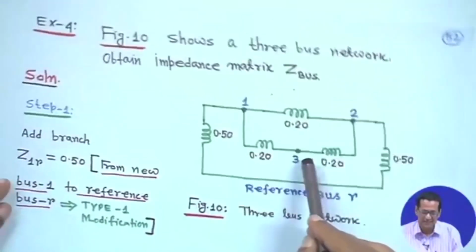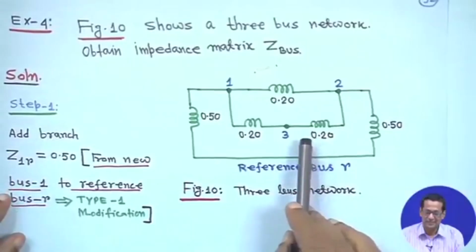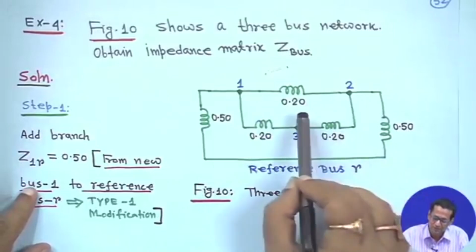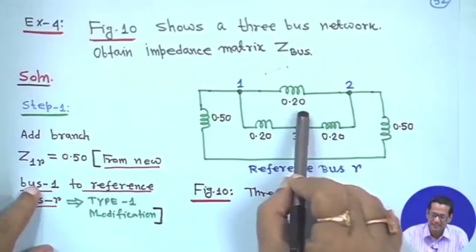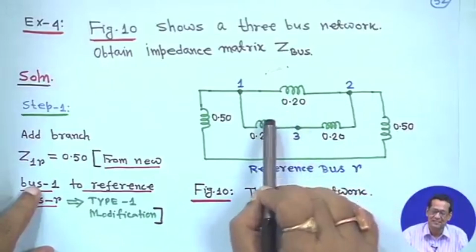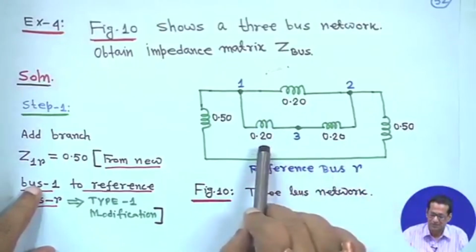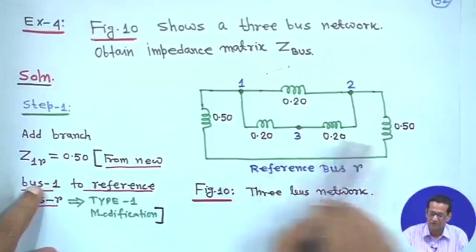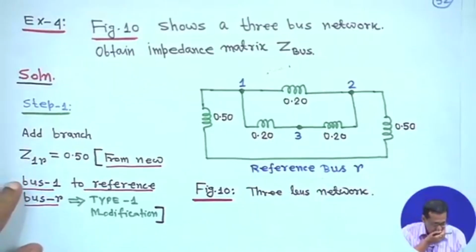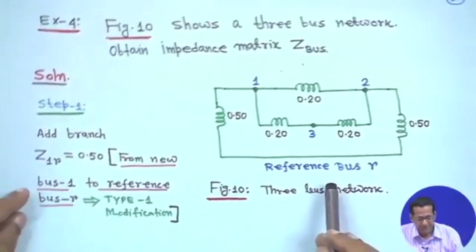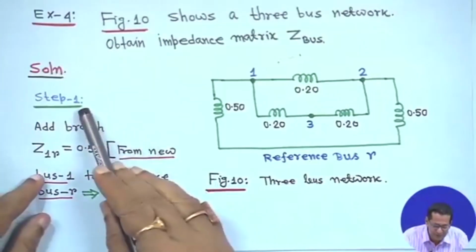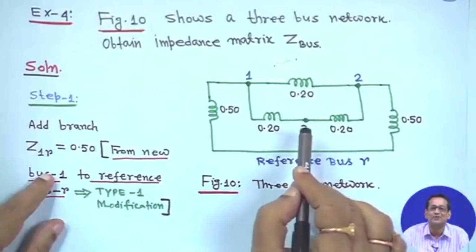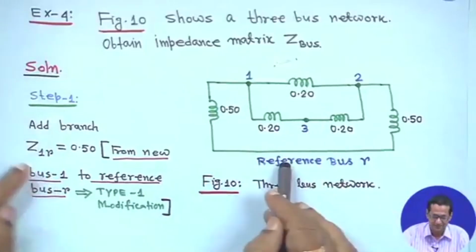For example, this figure 10 shows a 3 bus power network. Our reference bus is there, bus 1 to 2 it is given 0.2, j is not being written but ultimately j is there, understandable. Bus 3 is also here, it is 0.2, 0.2, 0.5, 0.5. Now we have to start from step 1, because here no Z bus old is there, we have to start from scratch. Look how simple it is.